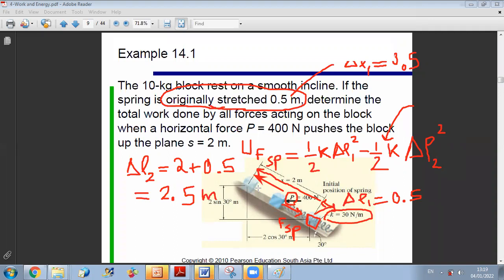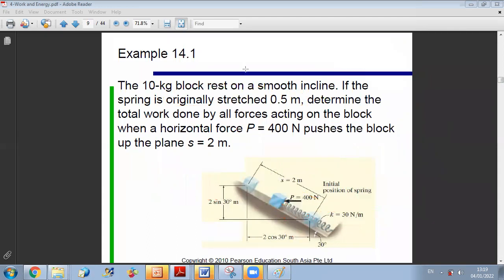So until now, the normal has no work. The weight has a negative work because it's opposing motion. The spring has a negative work also. The only force which will do a positive work is P, because P is the force that was needed to push the block upward. Okay, if we don't apply it, the block will not move up. Now, how to find the work of P? What should we do?